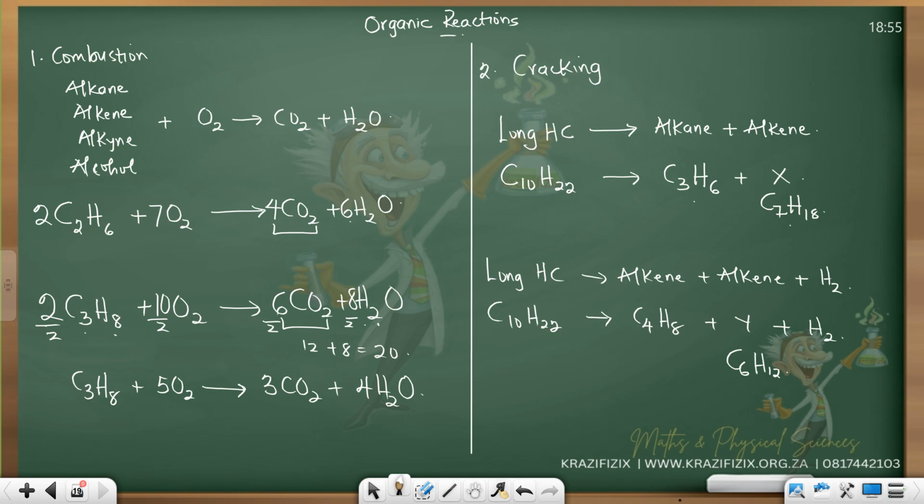Are we okay there, everybody? I'll just put a little note here for you under cracking. We can have thermal or we can have catalytic. Catalytic means we use a catalyst. And thermal means we use high temperature and pressure.